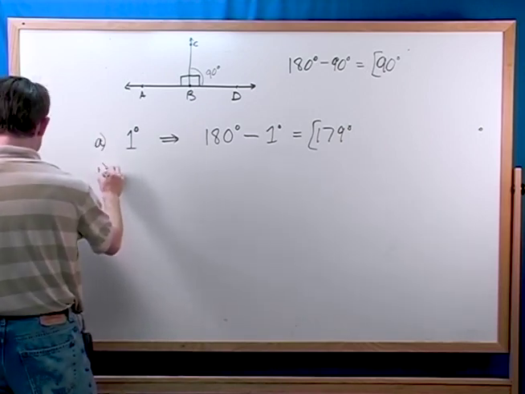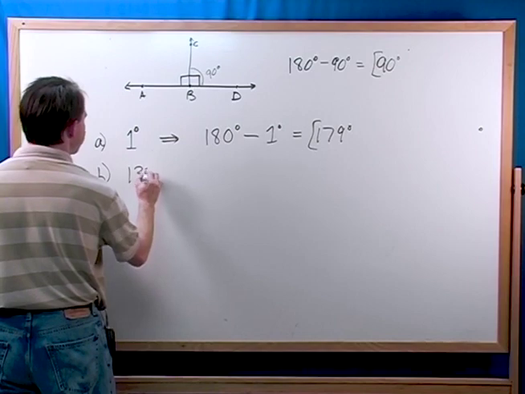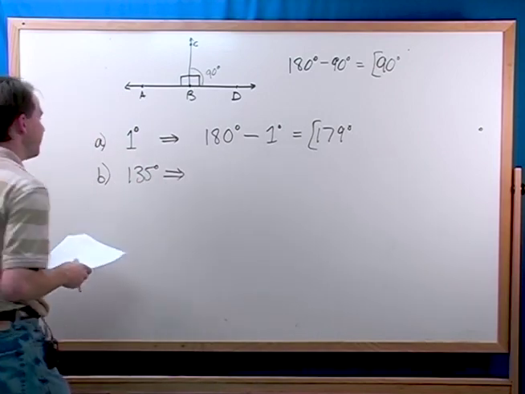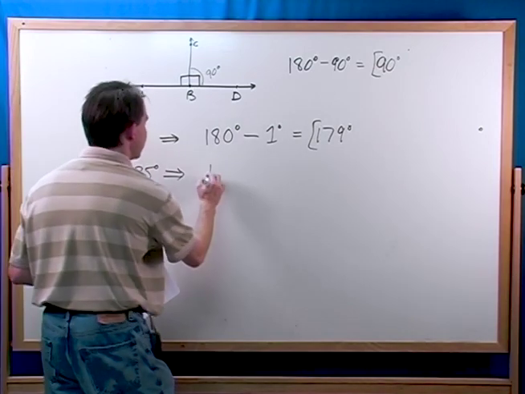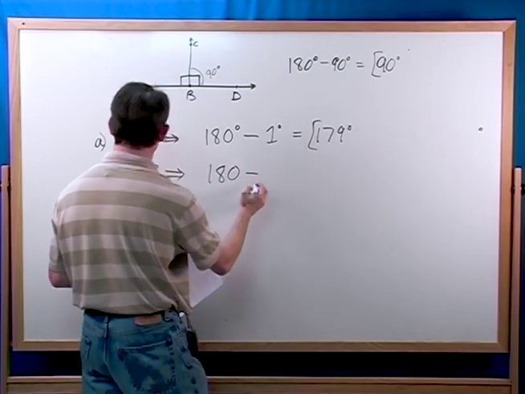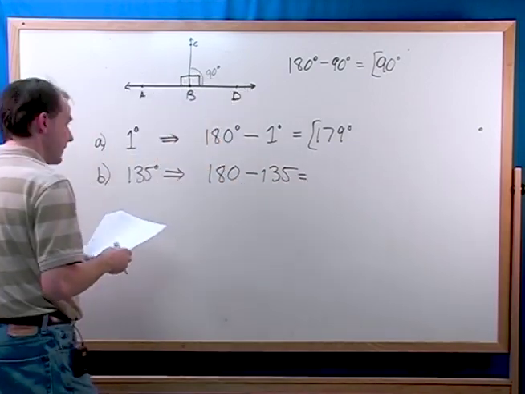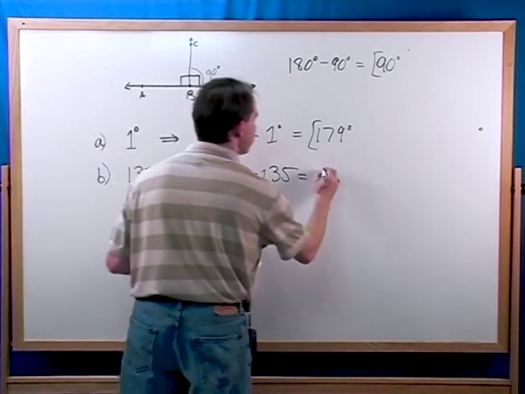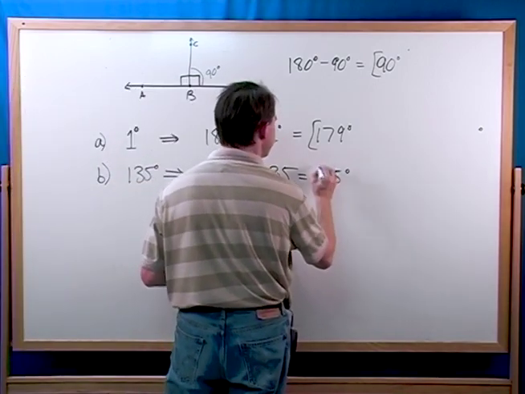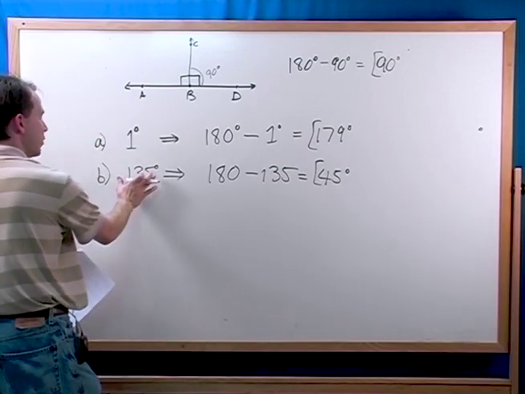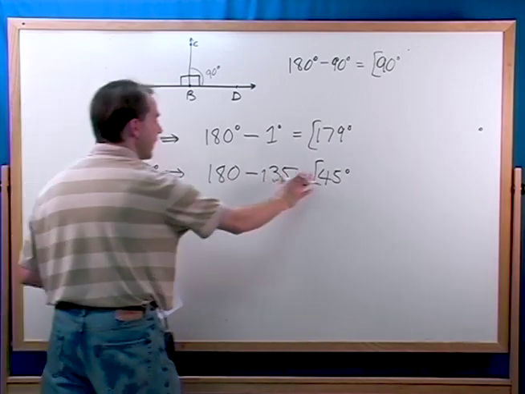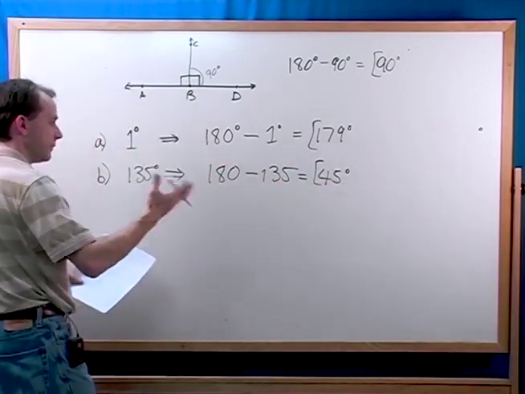Okay, you can also have, what if you have 135 degrees? What's the supplement of that angle? Same thing, you take 180 and you subtract 135. And when you do that math, okay, you will get 45 degrees. So the angle 135 degrees and the angle 45 degrees are supplements of one another.